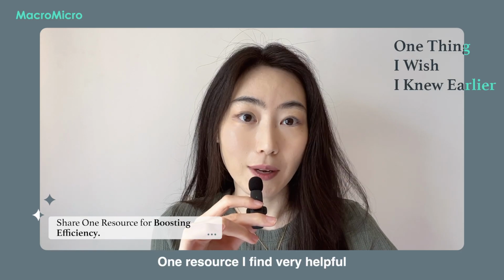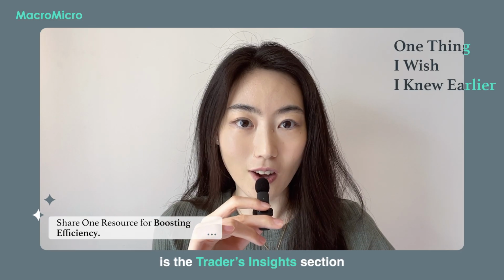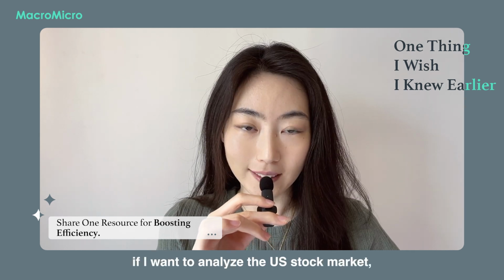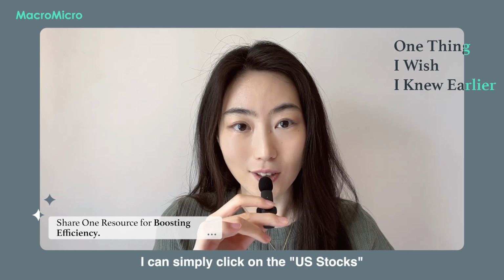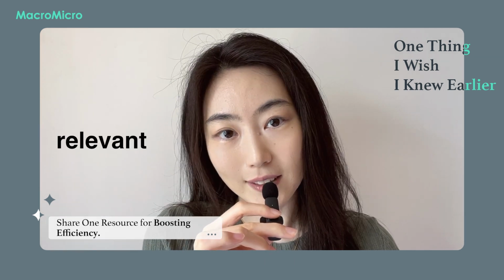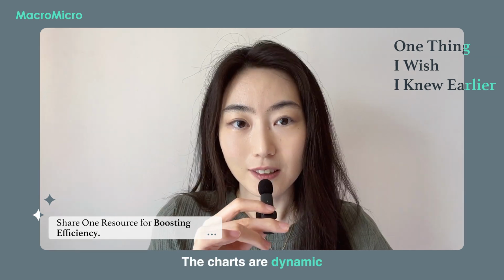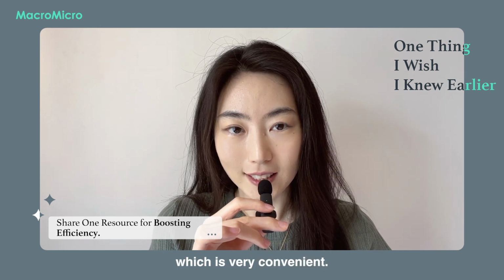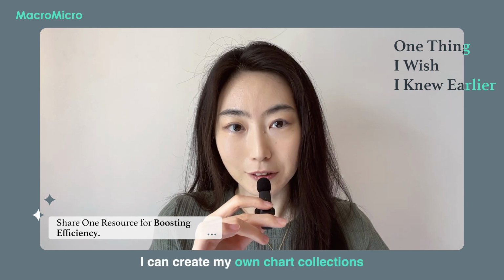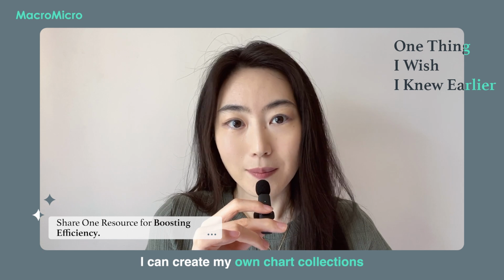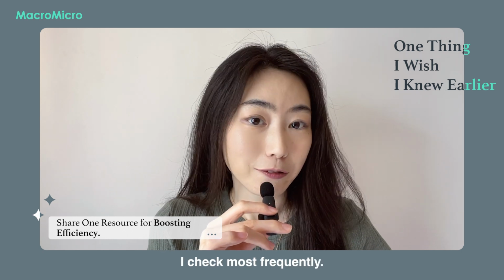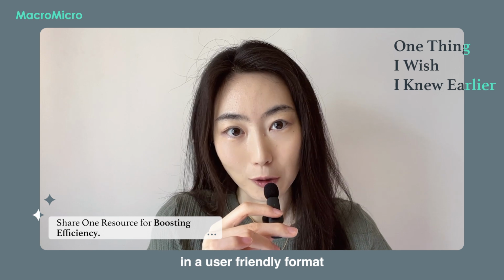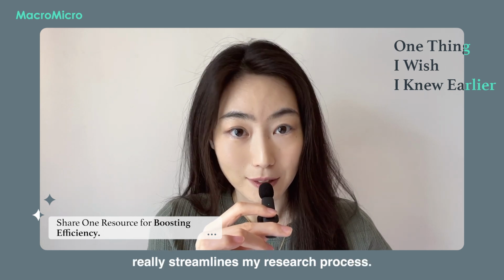One resource I find very helpful is the Traders Insight section on the website. For example, if I want to analyze the US stock market, I can simply click on the US stocks, and I will find all the relevant indicators in one place. The charts are dynamic and updated in real time, which is very convenient. I also like that I can create my own chart collections by saving the indicators I check most frequently. Having all this data readily available in a user-friendly format really streamlines my research process.